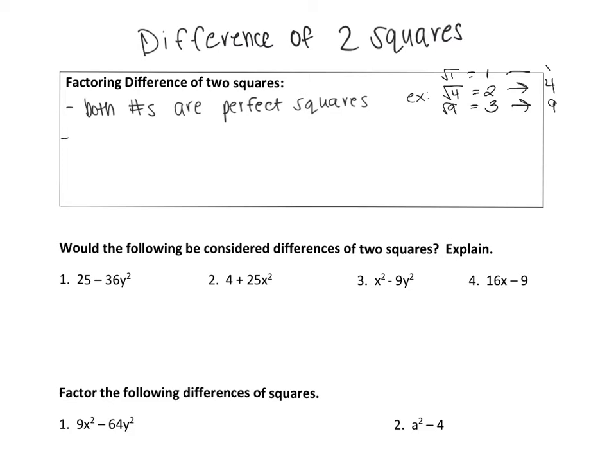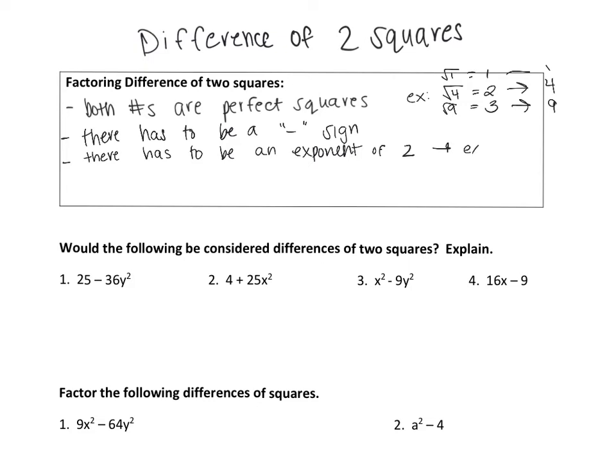We also need to look for a subtraction sign. So there has to be a subtraction sign. Okay, so in the problem, there has to be a subtraction sign. And lastly, there has to be an exponent of 2. And what I mean by that, so example, x squared, the exponent is 2. Okay, so there has to be something that looks like that.